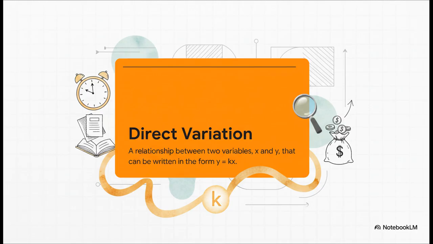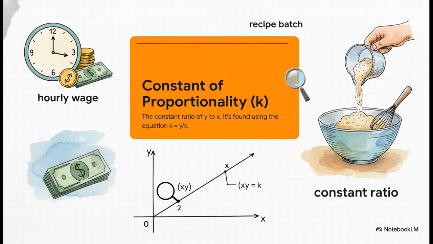y = kx. Now, don't let the letters freak you out. Just think of x as your input, like how many hours you work, and y as your output, how much money you earn. And they're connected by that special little letter in the middle, k. So what is this mysterious k? Well, it's pretty much the star of the show. It's called the constant of proportionality, and it's the one single number that defines the entire relationship.